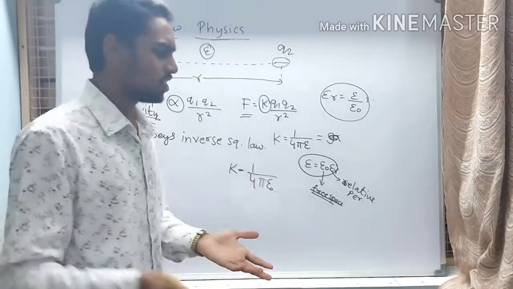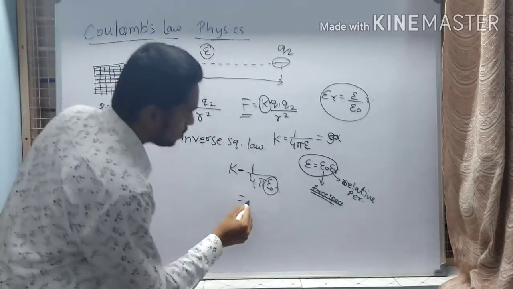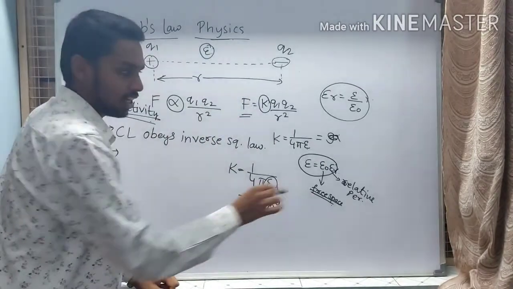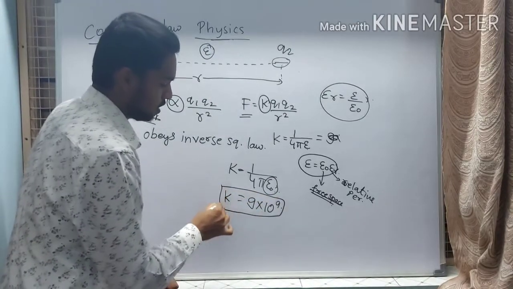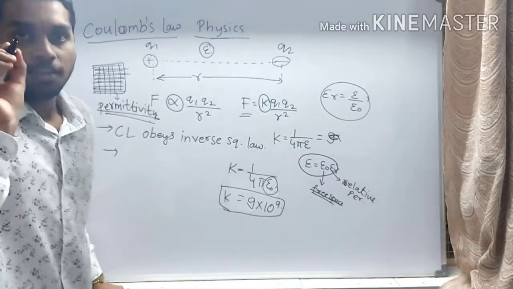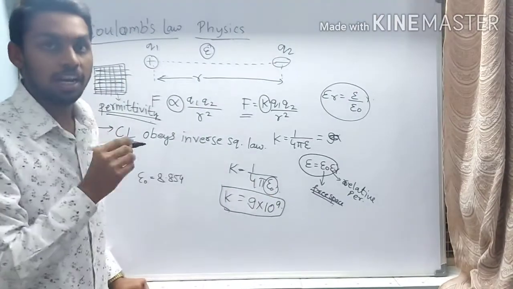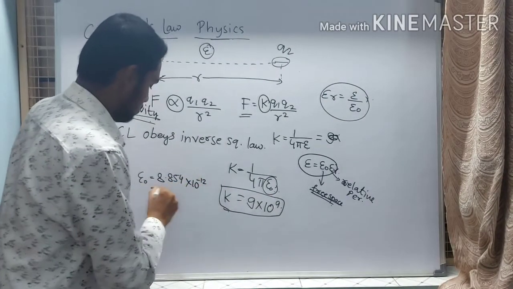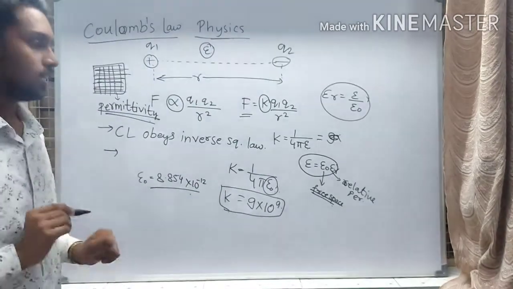So for simplification, I take the permittivity of free space. The value comes out to be 9 into 10 raised to 9. So now I'm just taking the numerical values. Afterwards, I will deal with the units. Here, the value of epsilon naught is 8.854 into 10 raised to minus 12. This is the value of permittivity of free space.